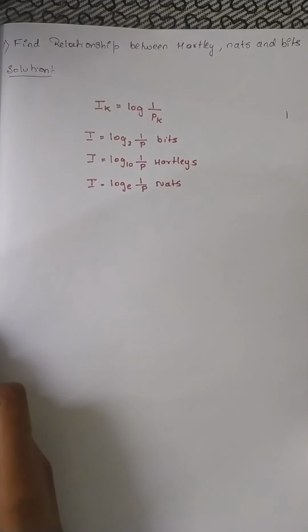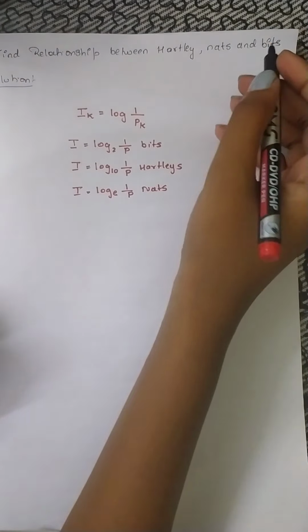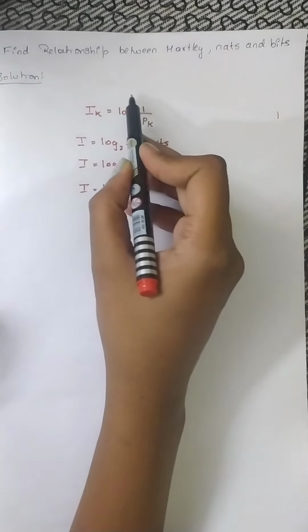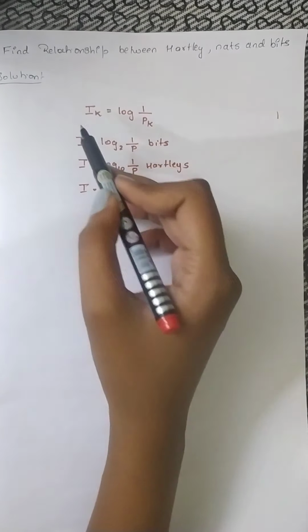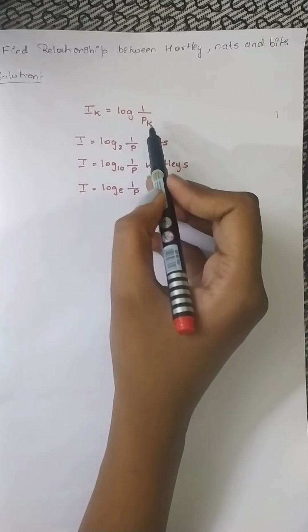Okay. So the first question is to find the relationship between Hartley, nats and bits. The solution will be: you know the self information. Under self information, they are given the equation as I_k is equal to log 1 by p_k.